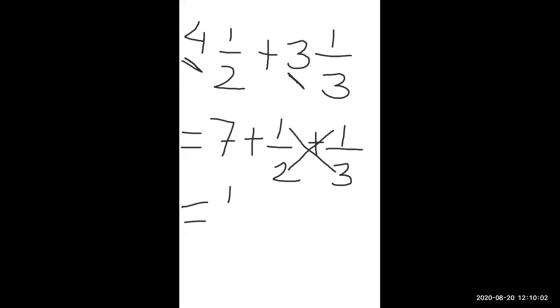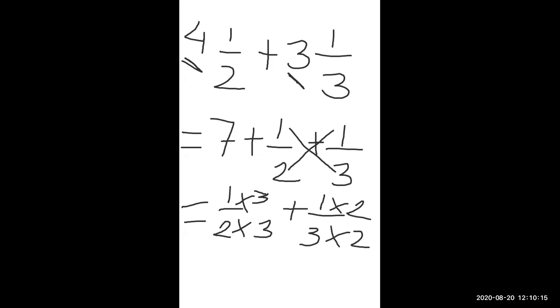See, here 1 upon 2 should be multiplied by 3. The upper number also should be multiplied by 3, plus 1 upon 3 should be multiplied by 2. Is it clear how you are going to make the denominators equal? 1 upon 2 should be multiplied by 3 and 1 upon 3 should be multiplied by 2. So what will you get?